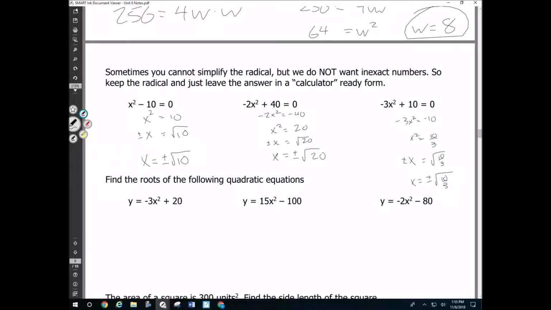Isn't it negative 3? It is negative 3. I divided negative 10 by negative 3, so the negatives went away.